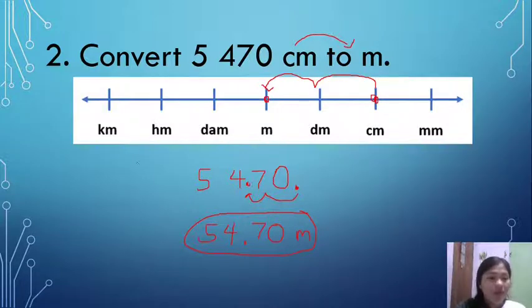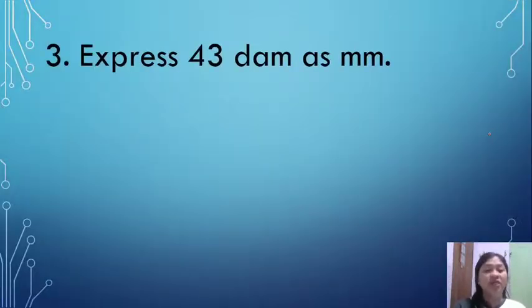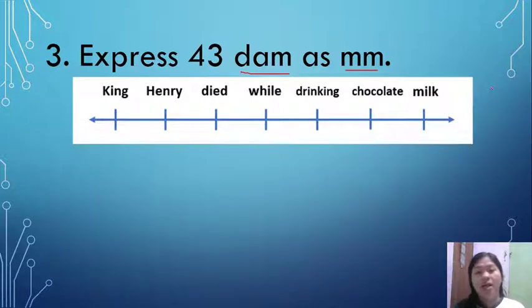Okay, so how can we easily memorize the order of kilometer, hectometer, going down to millimeter? There is a mnemonic device, another technique, to memorize the order from kilometer to millimeter. I think when you were in elementary, some of you were already taught this by your teachers. So let's use that in example number 3. Express 43 DAM, decameters, as millimeters. So this is the technique to memorize our order.